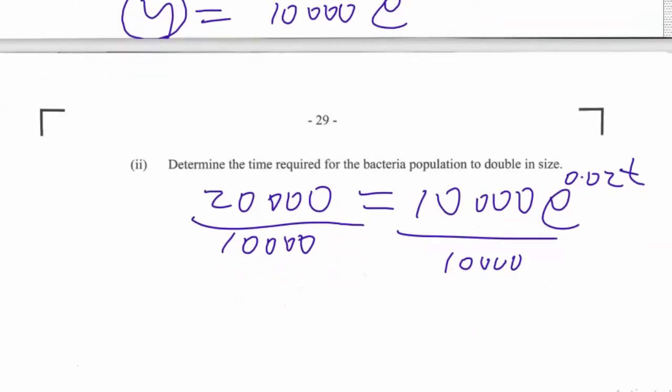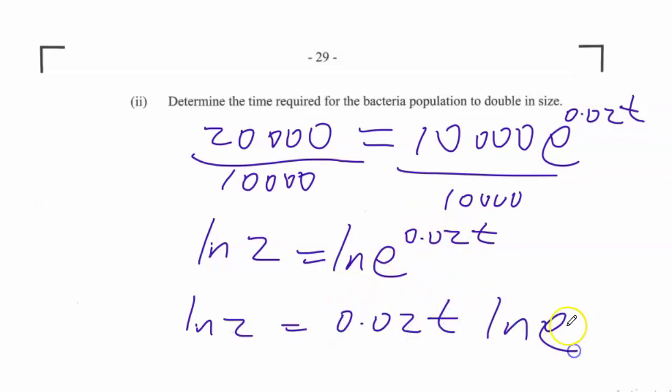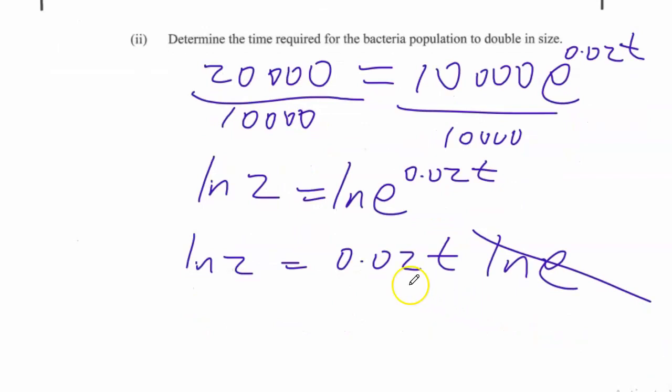So we end up with 2 equals e to the power of 0.02t. And of course we can log both sides. So if I log both sides, I end up with log 2. And we know as a logarithm, we can put this power at the front. It's 0.02t times log e. But remember, log e is equal to 1. So it's just log 2 equals 0.02t.